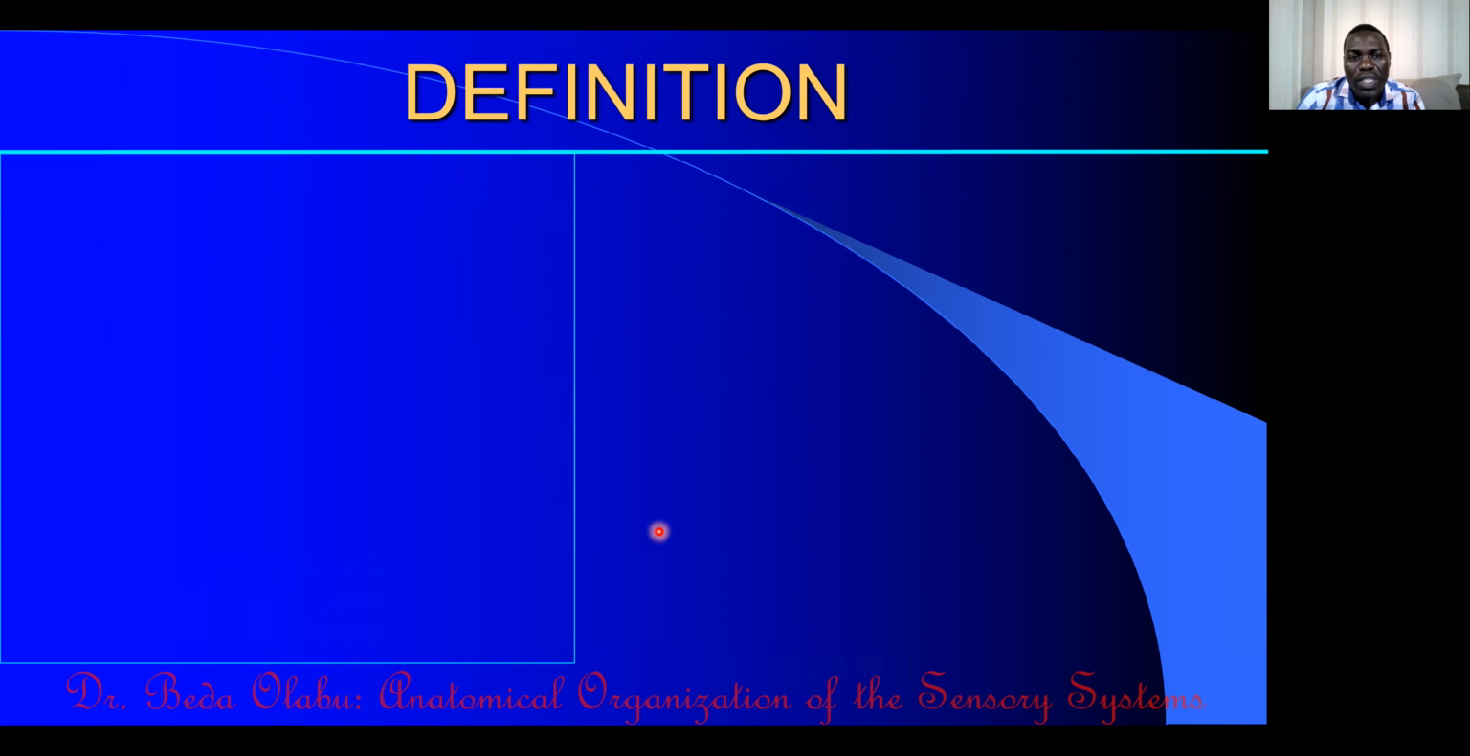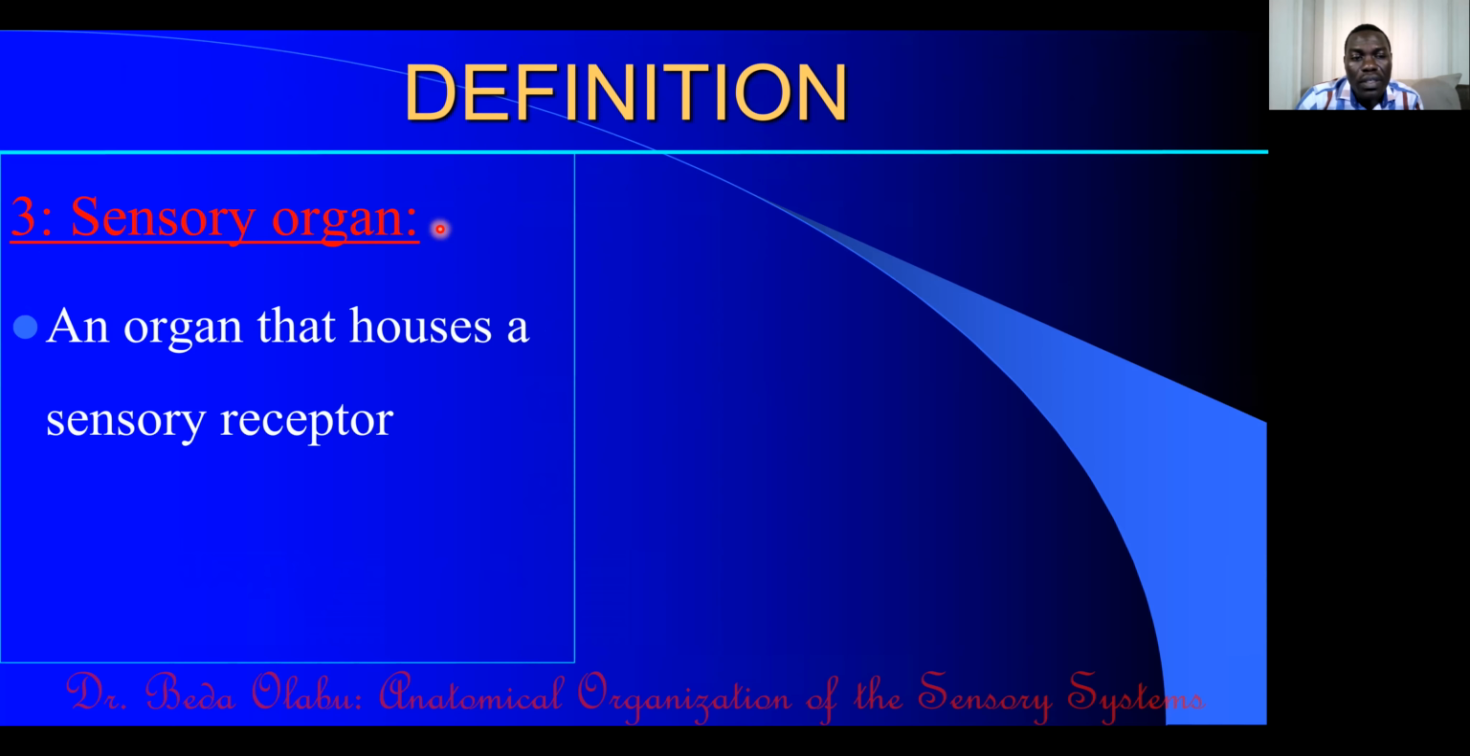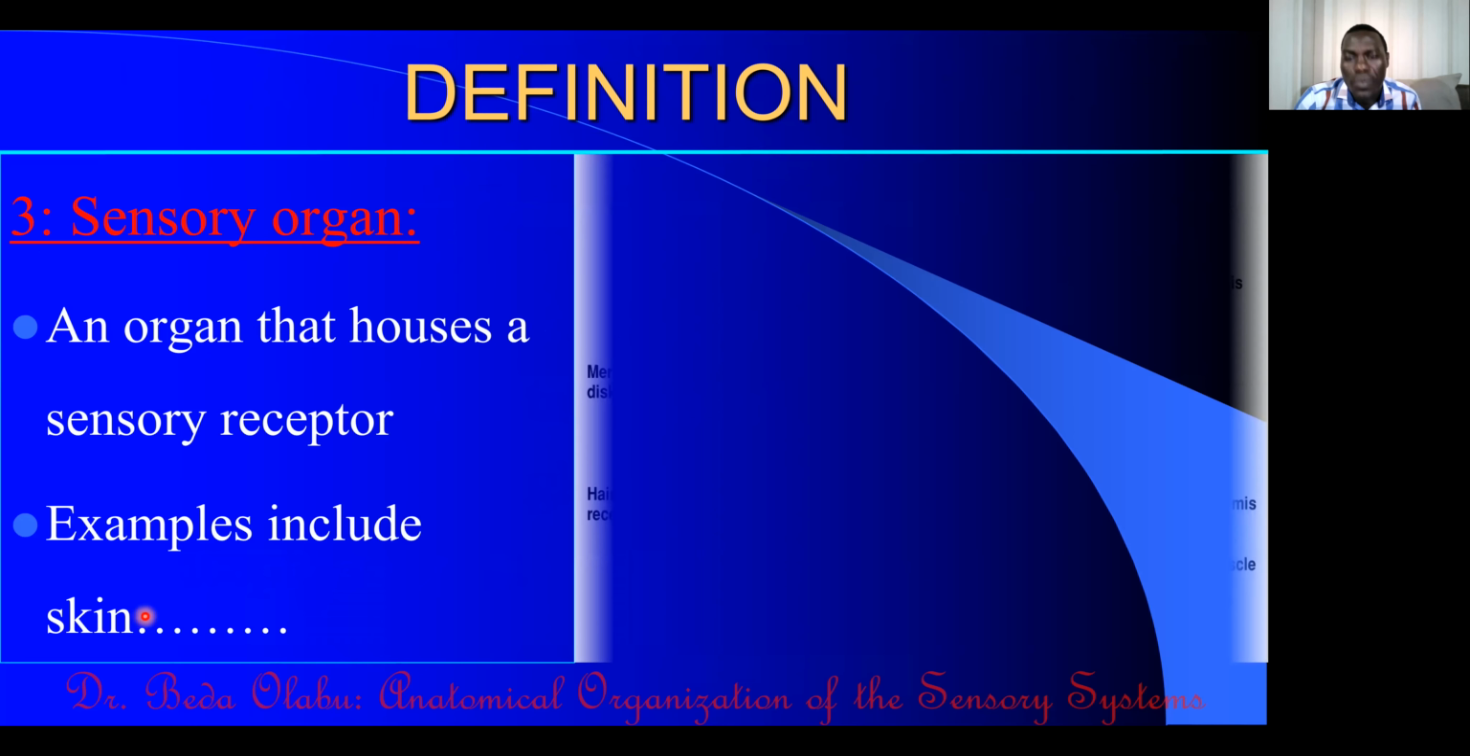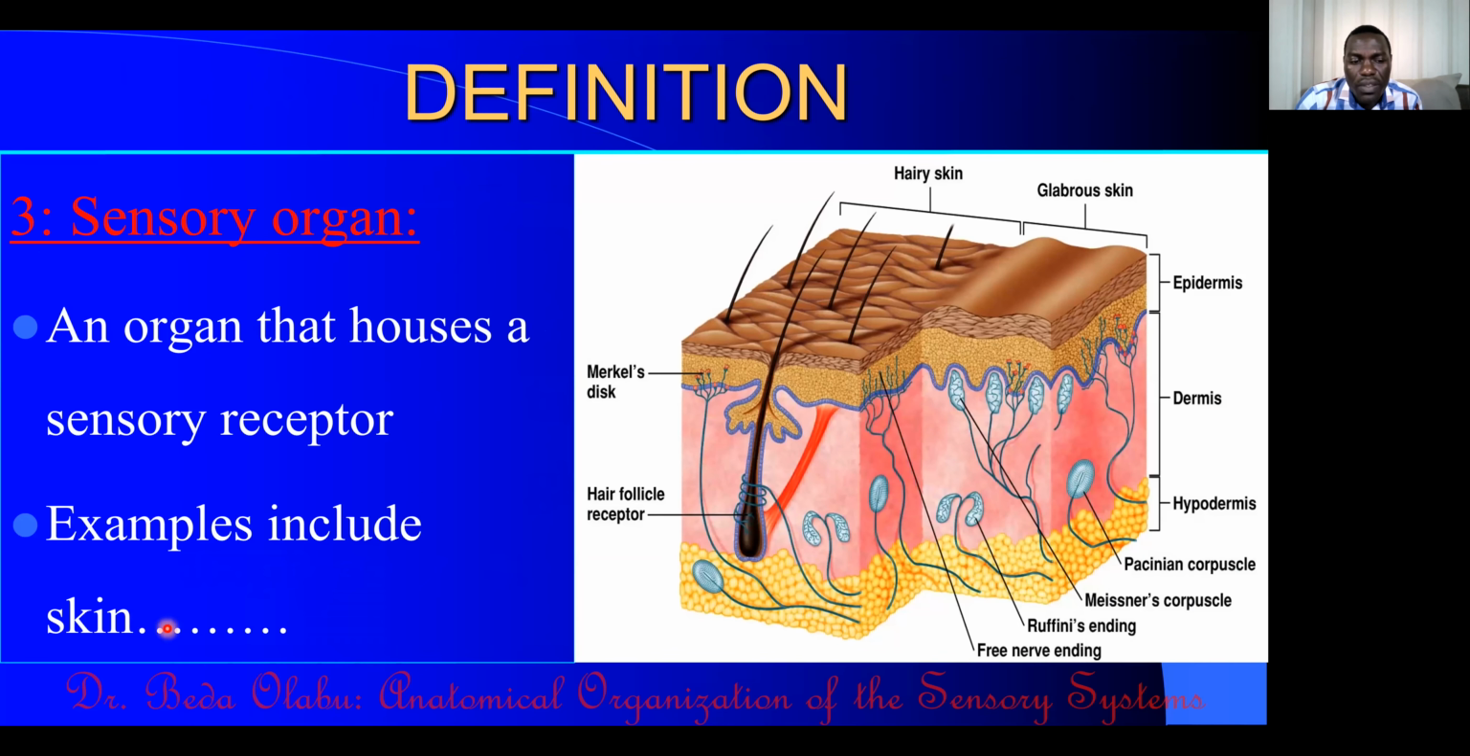The third thing I want us to define is sensory organ. What is a sensory organ? A sensory organ is any organ that houses a sensory receptor. For example, the skin would be a sensory organ. And why do you say so? Because the skin contains receptors for many types of sensations.